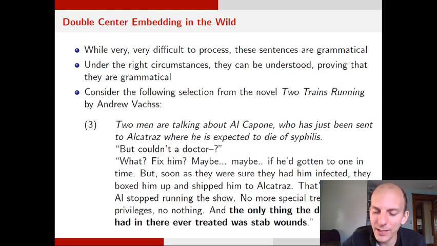So here's, I think, an example that comes close. This is from the novel Two Trains Running about Al Capone. And here's the setting. Two men are talking about Al Capone, who's just been sent to Alcatraz, where they expect him to die of untreated syphilis. And the first person asks, but couldn't a doctor?